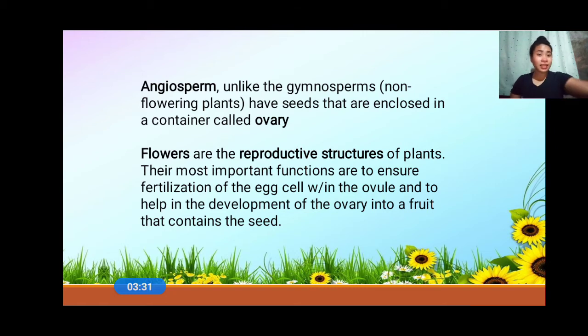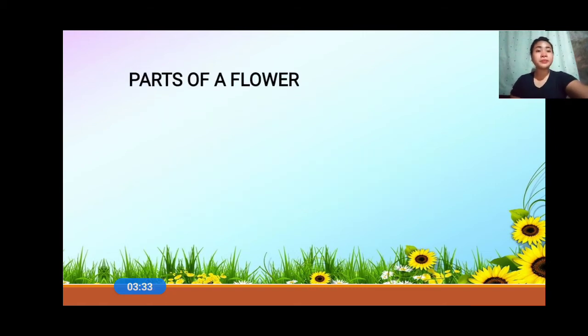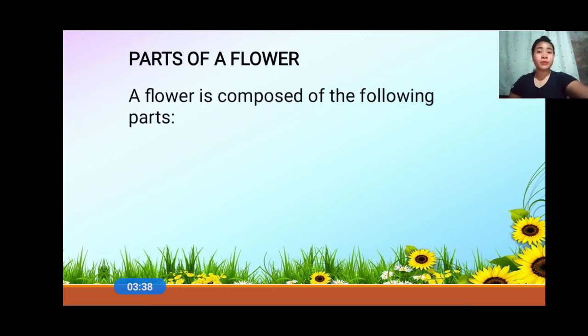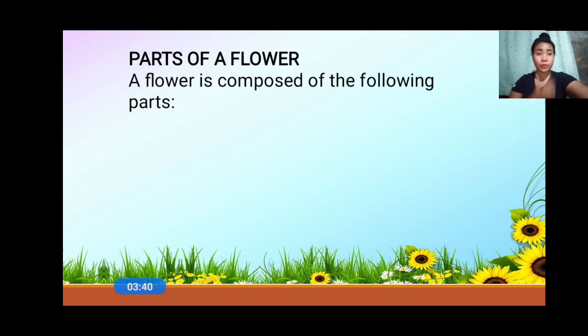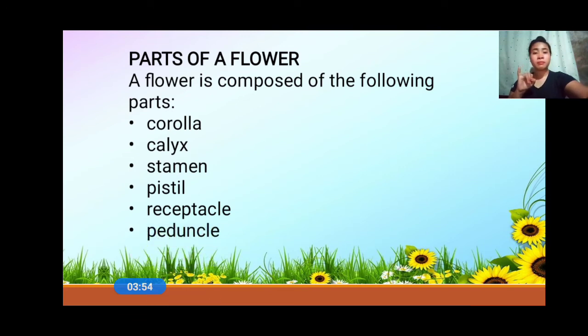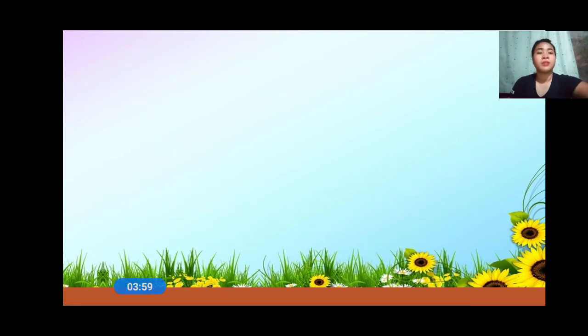Do you understand? Okay, so let's talk about the parts of the flowers. So, everyone, a flower is composed of the following parts. We have the corolla, the calyx, the stamen, the pistil, the receptacle, and we have the peduncle. Okay, so those are the parts of the flower.